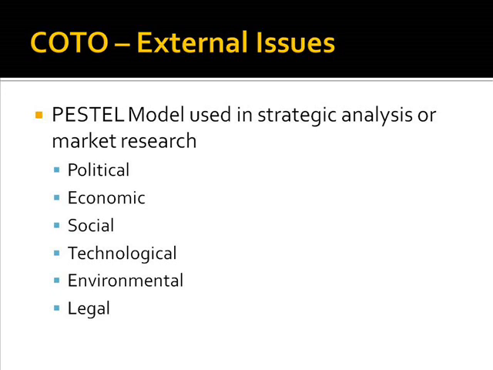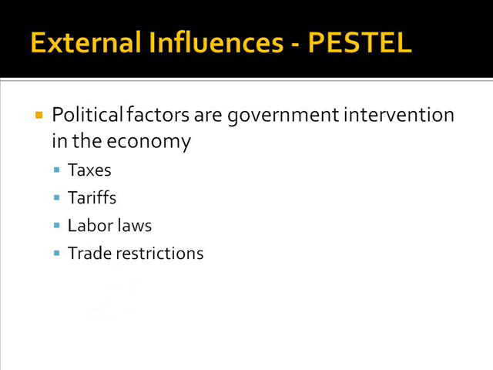The PESTEL model takes into account political influences, economic influences, social influences, technological influences, environmental influences, and legal influences. You can flip some of those around in different order and you can make up a different word, but we're just going to go with PESTEL this time. So let's start running down what each of these influences are.